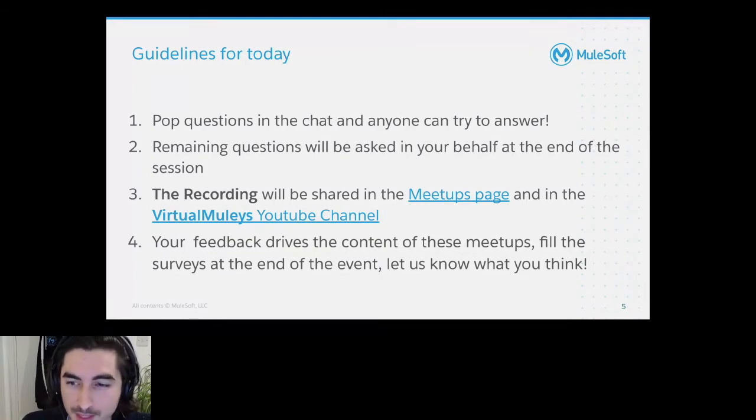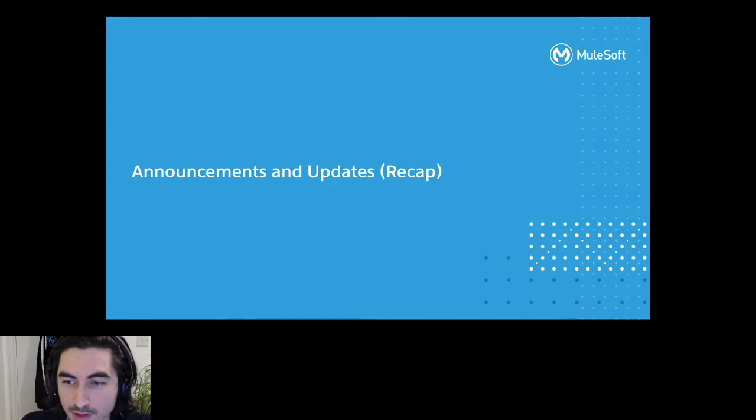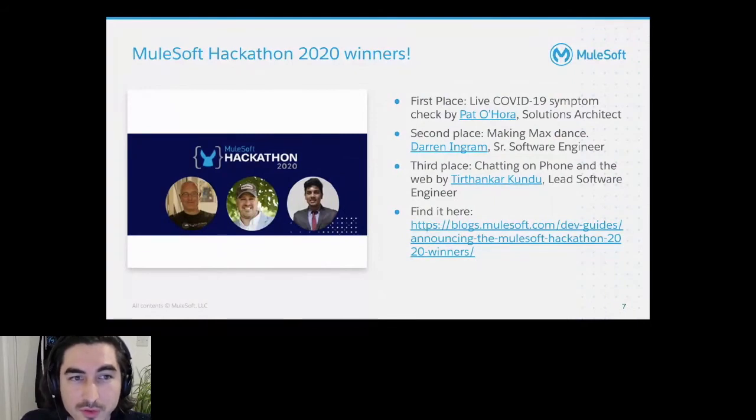Now, before we continue, let's see the announcements and updates that we have. The MuleSoft Hackathon winners, congratulations to our winners. So the first place was Live COVID-19 Symptom Check by Pat Wura, a solutions architect. You can find all the information there in the bottom. You can see the blogs.mulesoft.com. With that link, you will see all the winners. You can have access to the open source projects that they created, and you do have the video demos in case that you're interested in creating your own hackathon, organizing your own hackathon, and building above those assets.